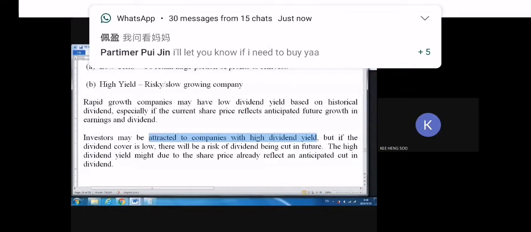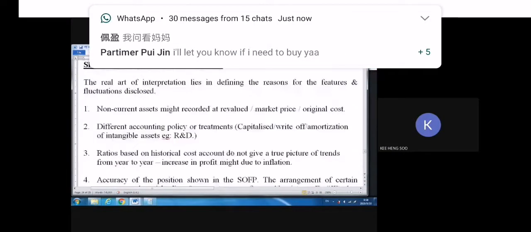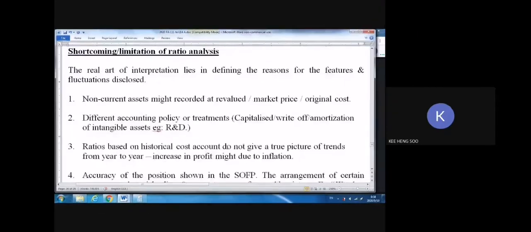Okay, then the last part here. What are the limitations of the ratio? Listen here. This one came out before in the past year paper. Do not copy word by word from me. So the real art of interpretation lies in the definition, the reason for the features and fluctuations disclosed.